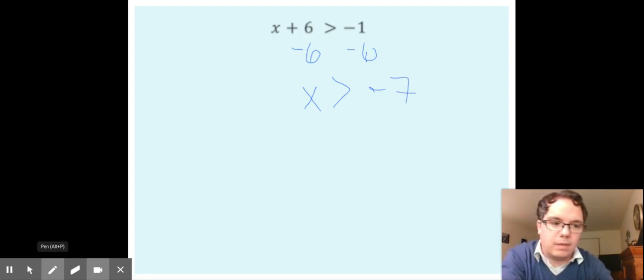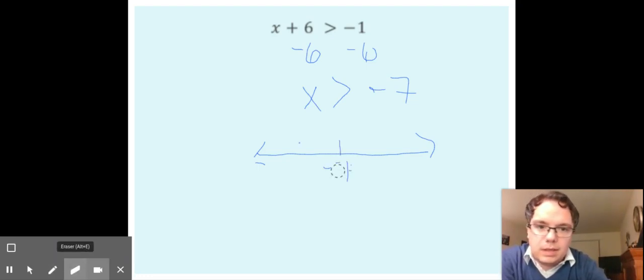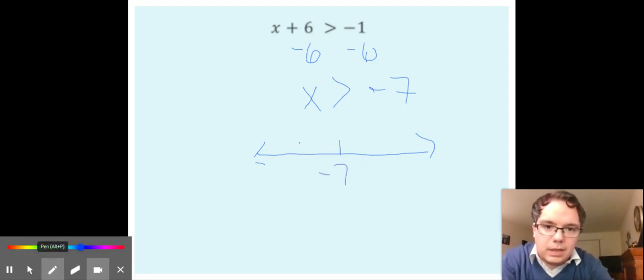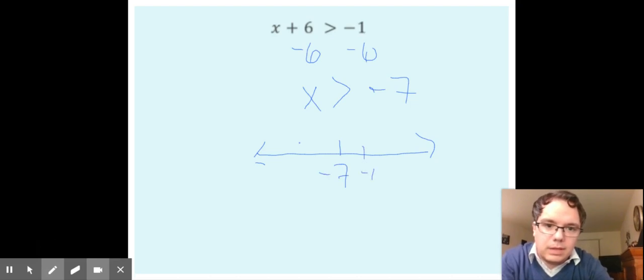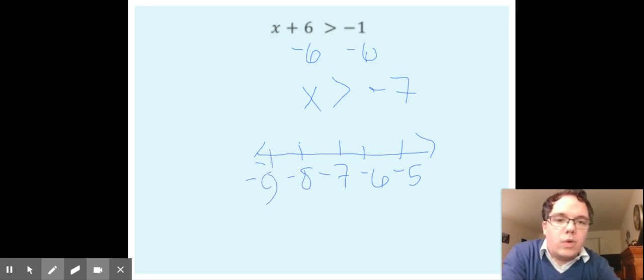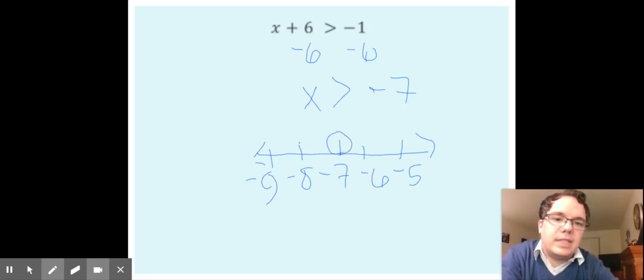And if x is greater than -7, we're going to make a number line. And we're going to put -7 in the middle. All right. There we go. -6, -5, -8, -9. All right. So we're going to put an open dot on -7, because if I put in -7, -7 is not greater than -7, so it's not part of our solution.